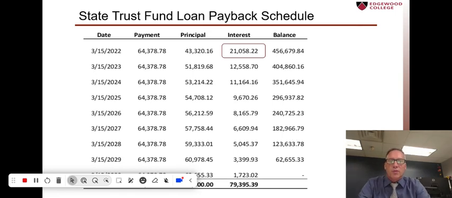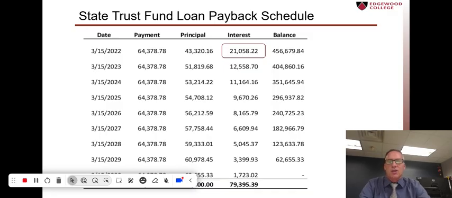So they got the loan payback schedule, this project is underway, and right away the business manager, who's pretty awesome, for the Happy Valley School District, looked at the first year payment. As you can see, he counted out there's 9 payments. It's a 10-year loan, but there's 9 payments. Well, he looked at this interest payment, and you can see it circled, $21,058.22, and that just didn't make a lot of sense.